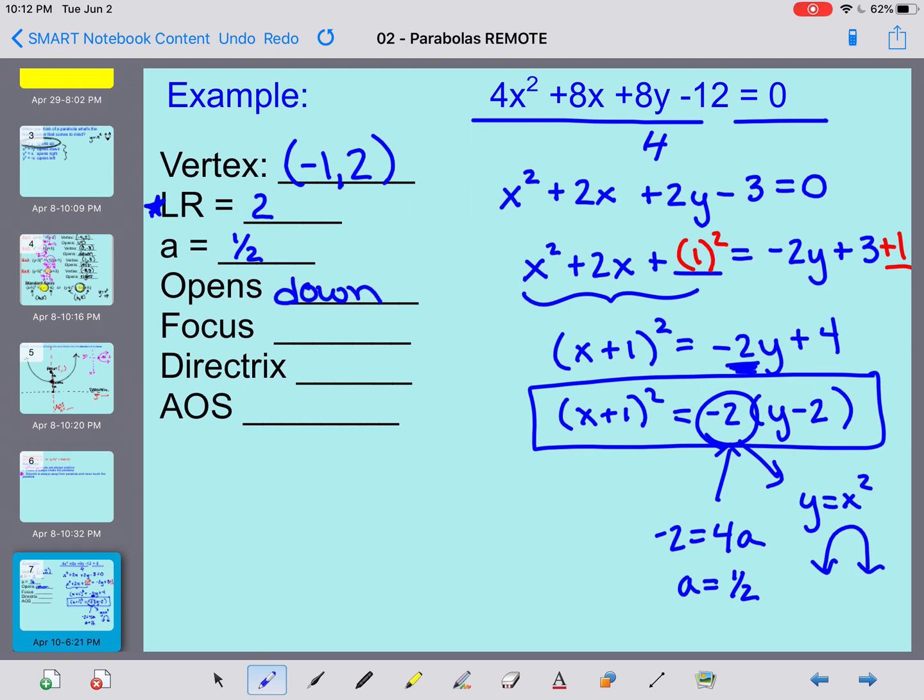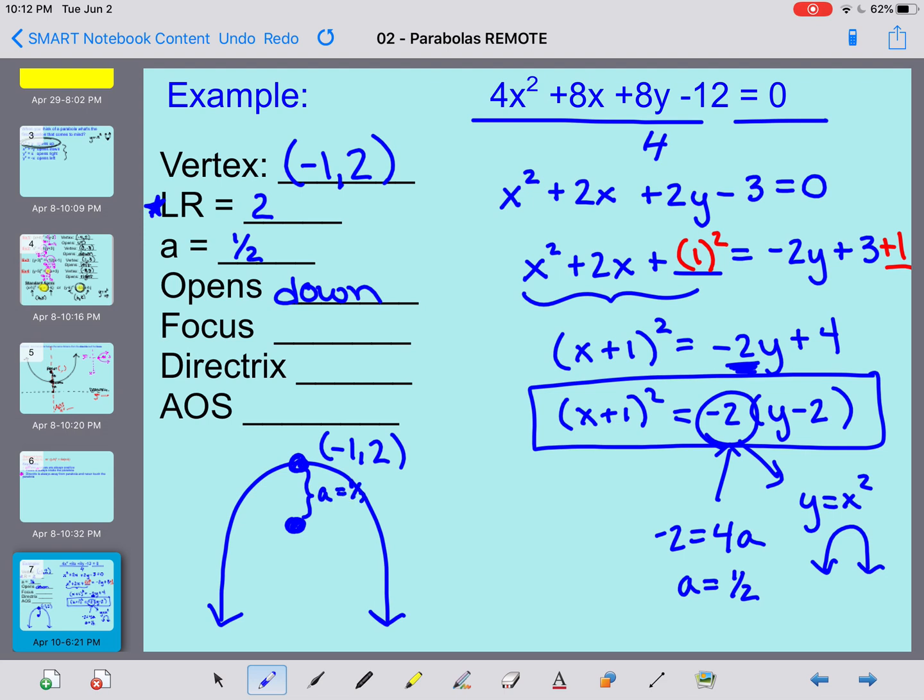Where is the focus? This might be where you want to start to just draw a sketch. We're not going to graph on full graph paper. So -1, 2 is my vertex. The focus is going to be here inside the parabola. And how far away did it go? What's this distance? It's a spaces.